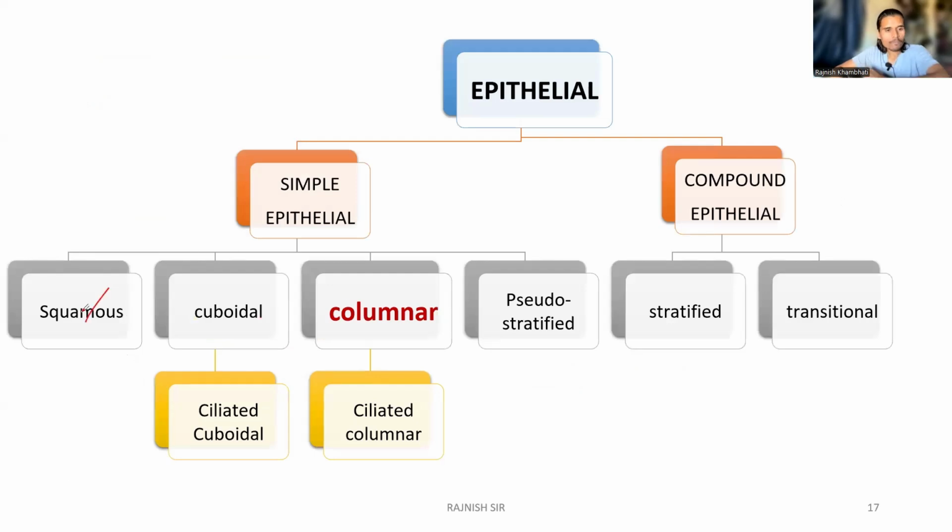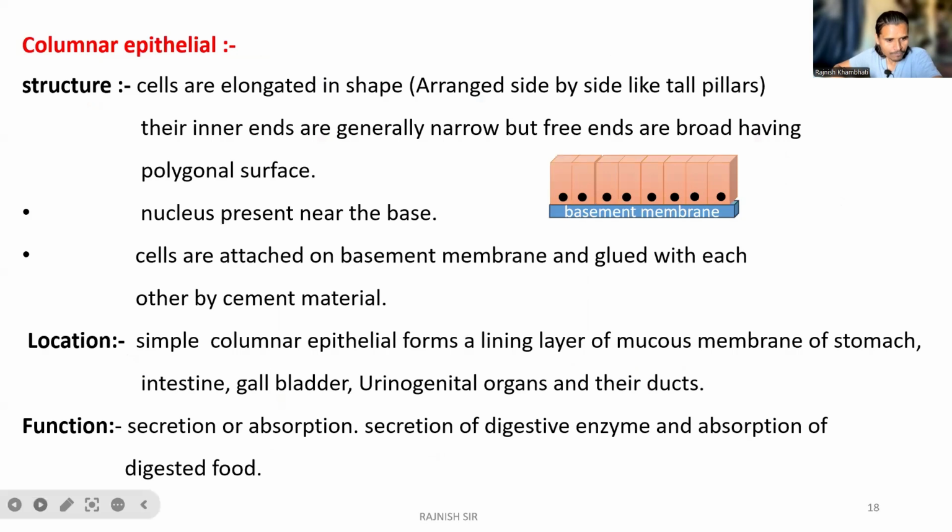Next, squamous over, cuboidal tissue over. Right now, the third tissue, columnar epithelial tissue. This is columnar epithelial tissue. We call it columnar because the shape of this tissue is pillar-like, okay? They are tall pillar-like cells. Because they are tall, they are known as column, looking like a column, columnar epithelial tissue.